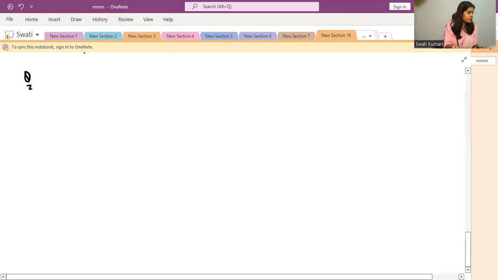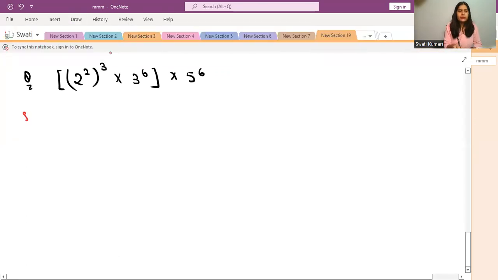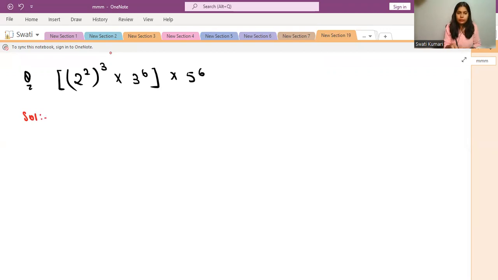So let's do our first question. In the first question, we have to solve 2 raised to 2 and then raised to 3, into 3 raised to 6. Okay, this in a big bracket in the question, into 5 raised to 6. This is our question and we need to simplify this. Very simple. Let me tell you, this is very, very simple. So here we are going to solve this bracket thing first.